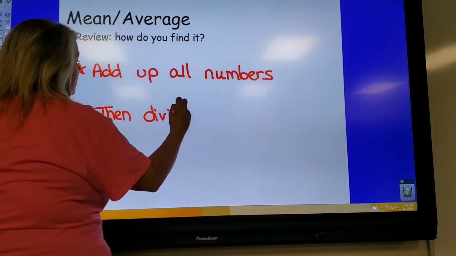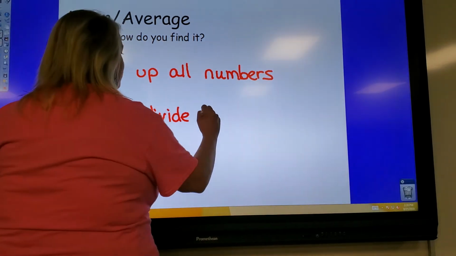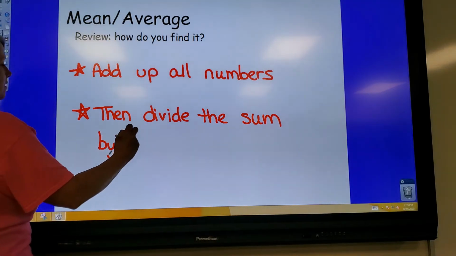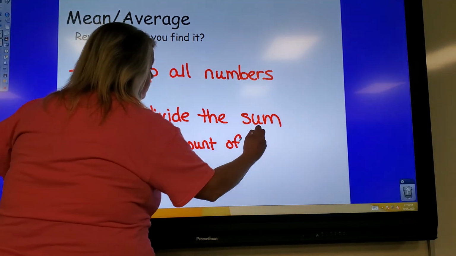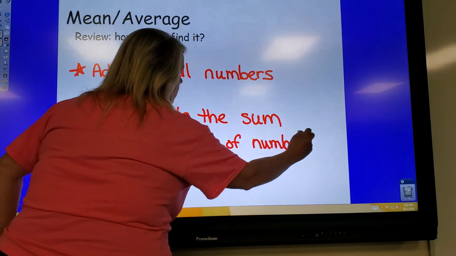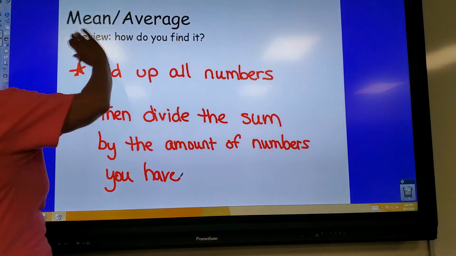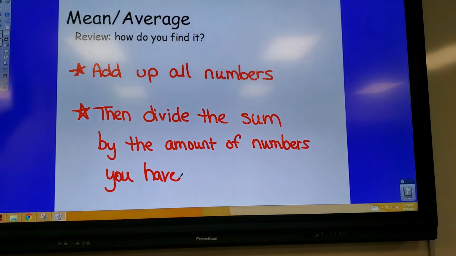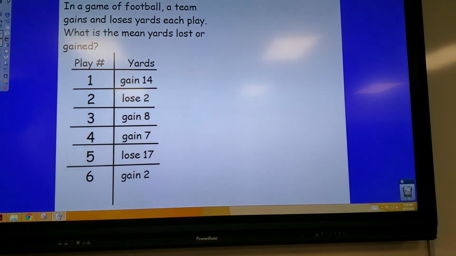What's the answer to an addition problem called? Sum. Then you're going to divide the sum, S-U-M, by the amount of numbers you have. So sometimes you see it called an average, sometimes you see it called a mean. Same thing, okay? They mean the same thing. So I believe this is our last slide.